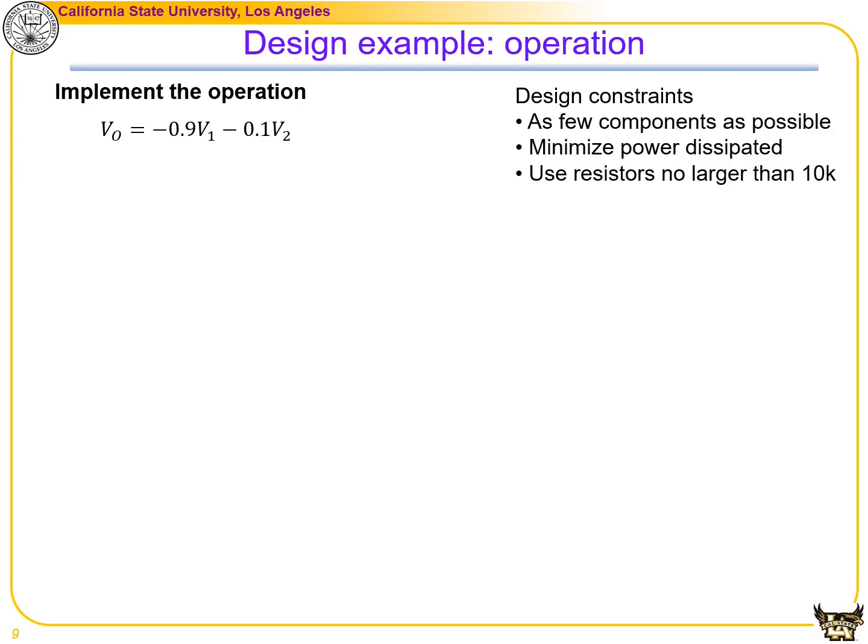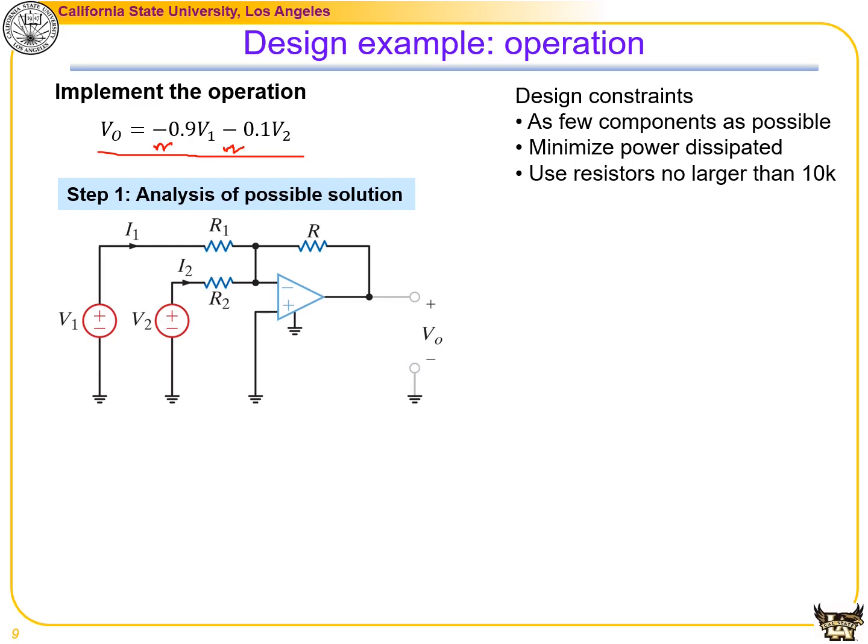The next design example is to come up with an operation circuit. The output is equal to a linear combination of two inputs, and both of them have a negative sign in front of them. So it implies that both of the two signals, V1 and V2, are connected to the inverting terminal. The first step is to come up with a possible solution. We have V1 and V2 connected to the inverting terminal through two resistors, R1 and R2. At the same time, we have another resistor, R, connected from the output to the inverting terminal.